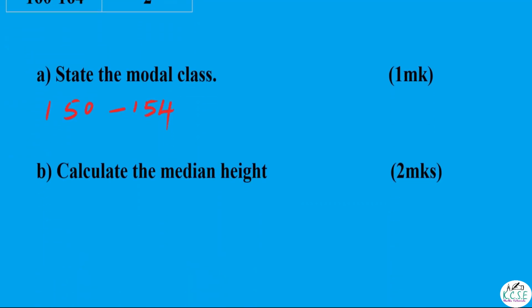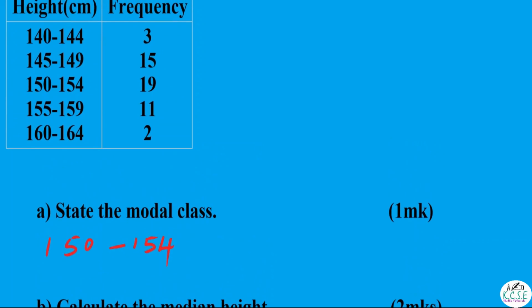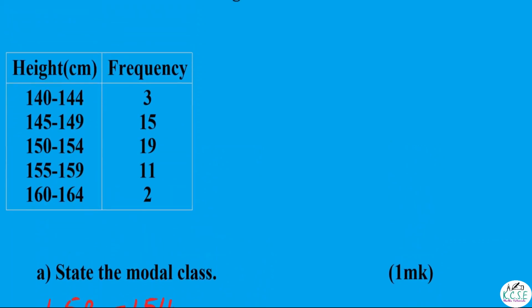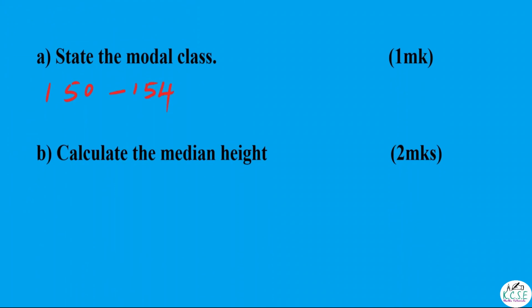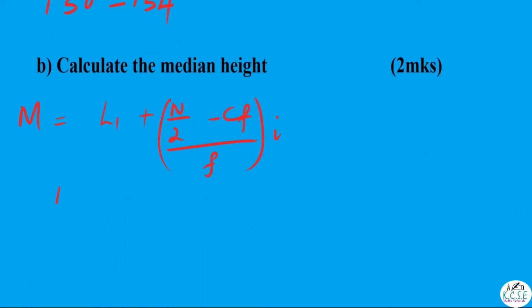Part B, calculate the median height. Now, to calculate the median height of this grouped data, we need to use a formula. The formula for getting the median is given by L1 plus n over 2 minus CF divided by F, everything here multiplied by I, where L1 is the lower class limit of the median class.